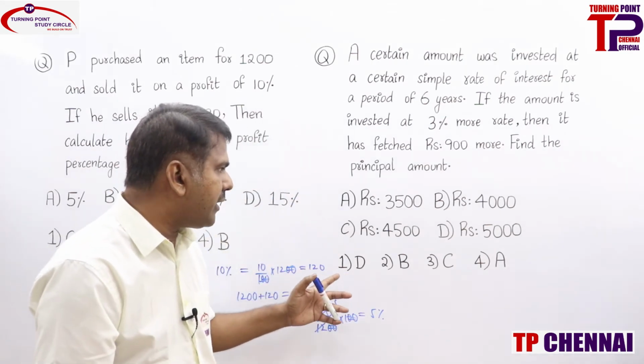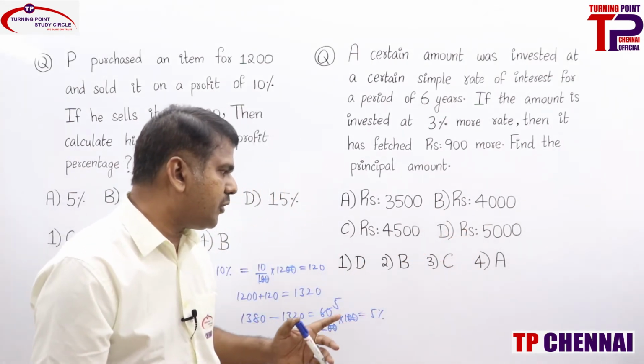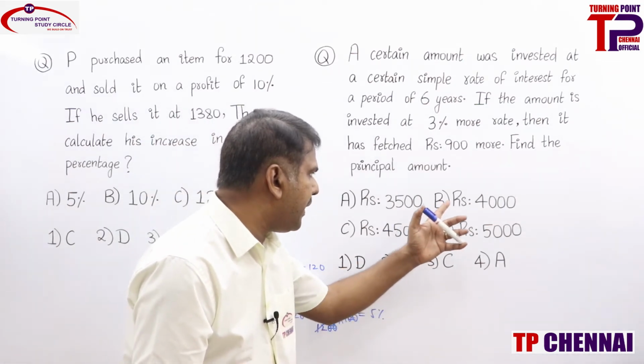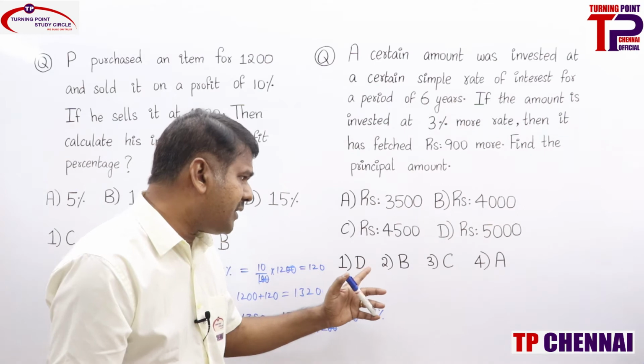Give answer as 1 if option D is right, that is 5000. Give answer as 2 if B is right.